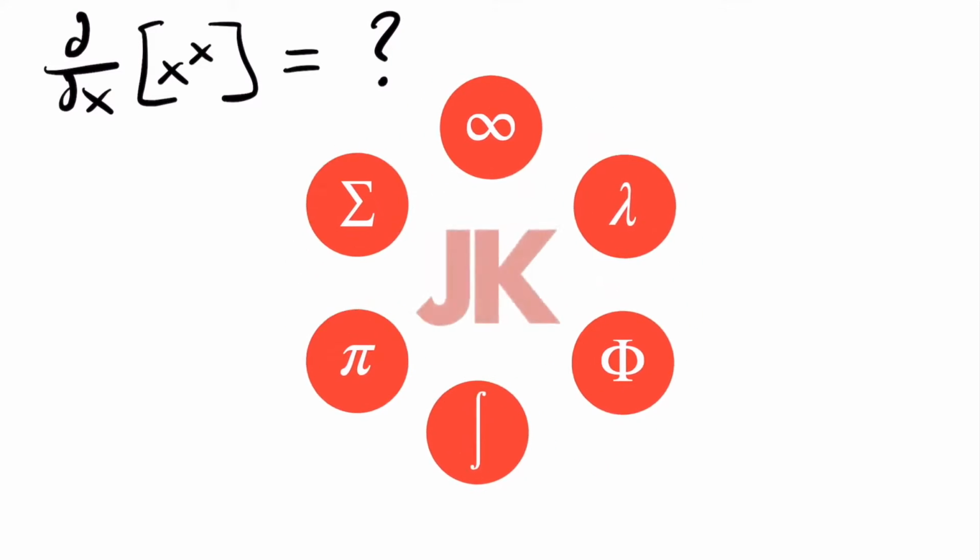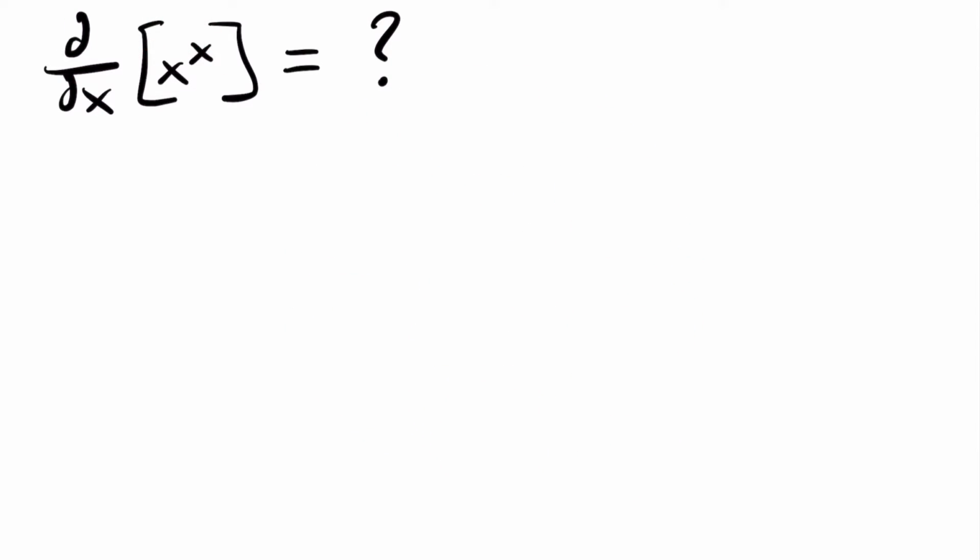So there are two common ways that we can find the derivative of x to the power of x. And the first way is to use logarithmic differentiation. So let's let y equal x to the power of x, and then take the natural log of both sides.